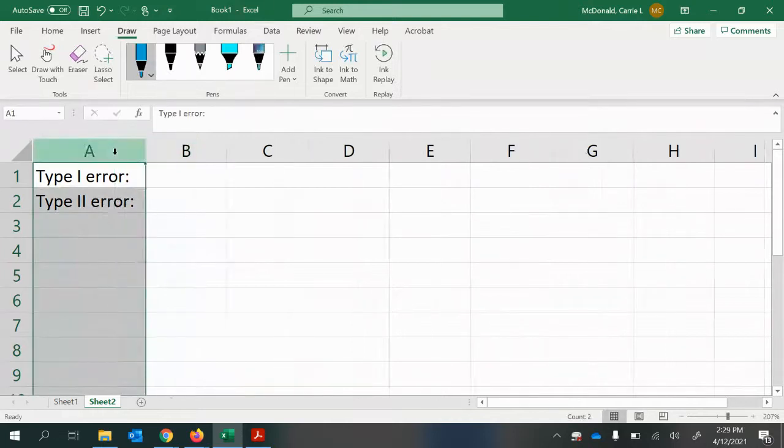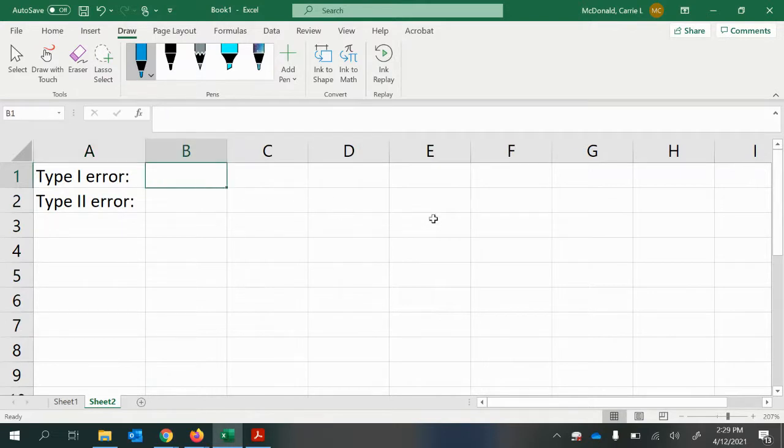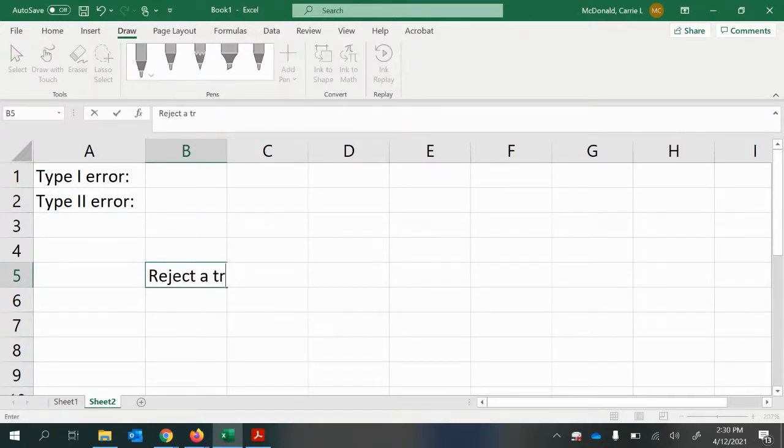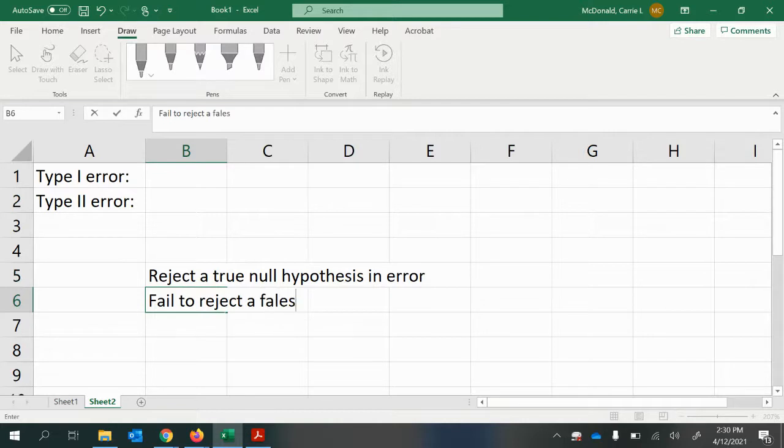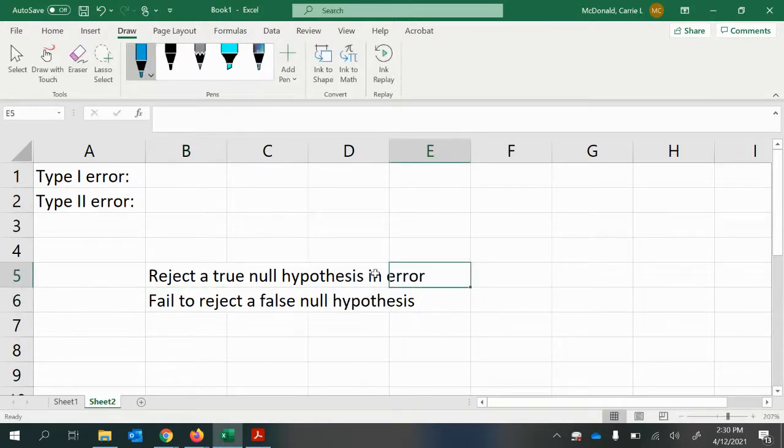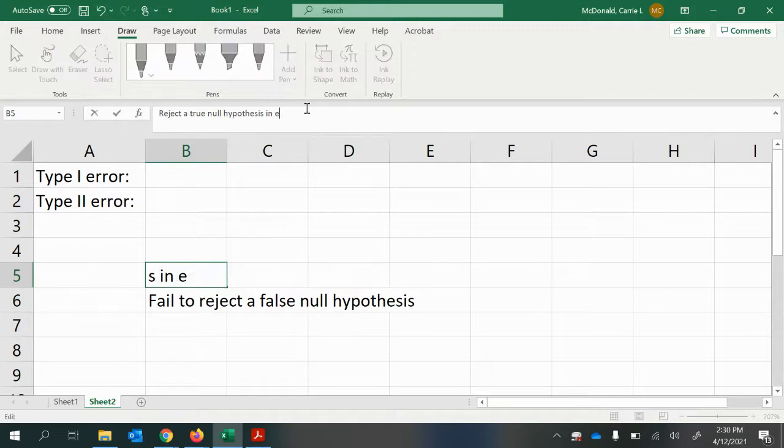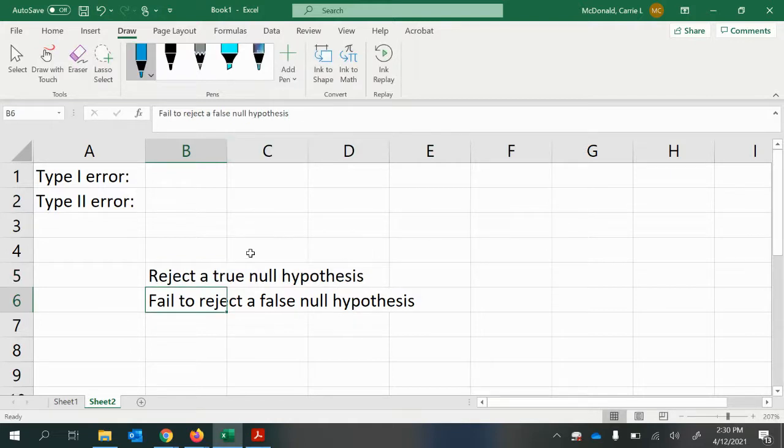Okay, so obviously, if it's called an error, it means a wrong decision must have been made. So there are 2 things that can happen. Let me just put it down here. So either you reject a true null hypothesis in error, right? Because you don't want to reject a null hypothesis that's actually true. Or you could fail to reject a false null hypothesis, right? And I guess I don't have to say in error. Obviously, if you have rejected something that's true, that would be an error. And if you don't reject something that is false, that would also be an error.